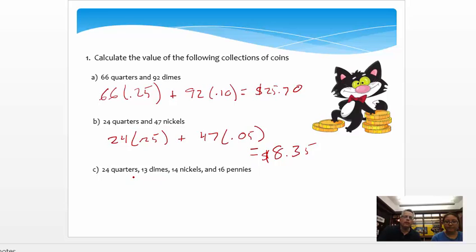Okay, last one. 24 quarters, 13 dimes, 14 nickels, 16 pennies. Right, no problem. A bunch of change here. So we got 24 times 0.25. This will never happen in my house because the quarter's always gone.